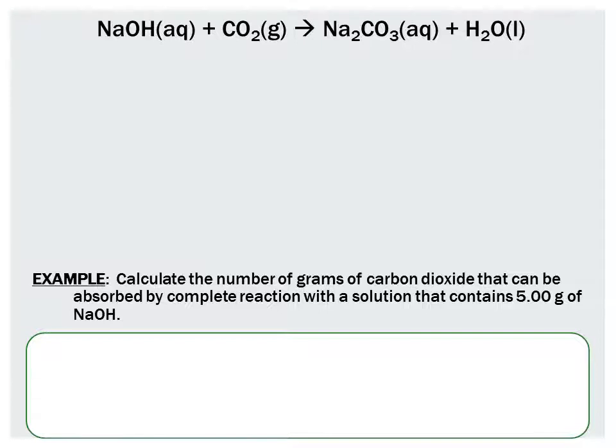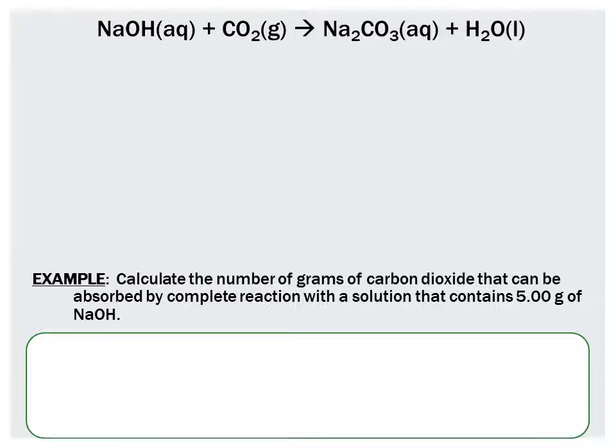Okay, so here's another example. It's a little more drawn out with a few more steps to highlight how you would do this. You have a reaction written above. It asks you, calculate the number of grams of carbon dioxide that can be absorbed by completing the reaction with a solution that contains 5.0 grams of sodium hydroxide.